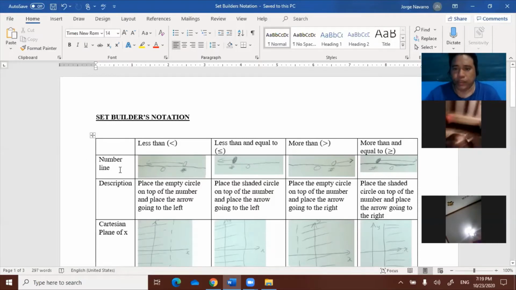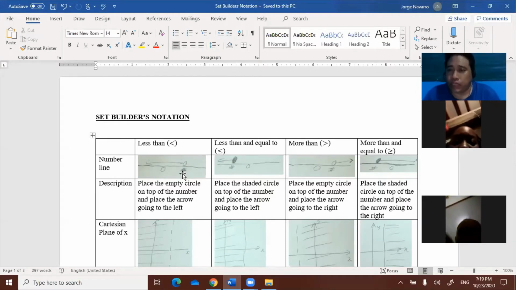In the number line, on all 4 pictures, what you will see is the most important to place on the number line are the 0 and the number in question. The number in question means the number which the inequality or the range of the set builder notation is talking about. So if it says x is less than or more than 5, that means that the number in question is 5, which is that little symbol there that will represent whatever number is in the range. So let's look at the first picture here.